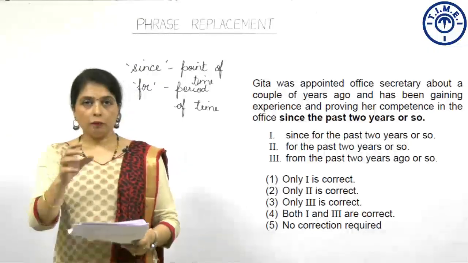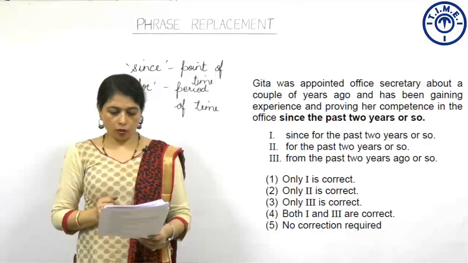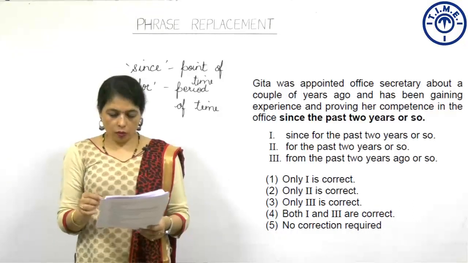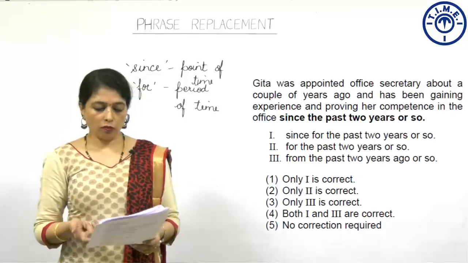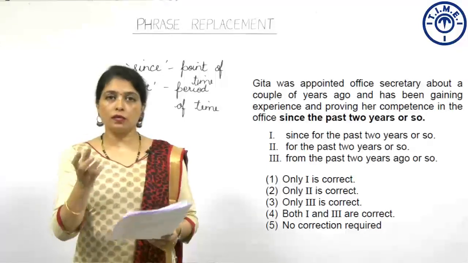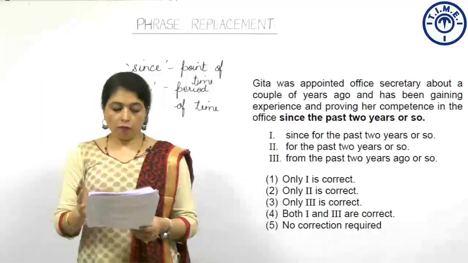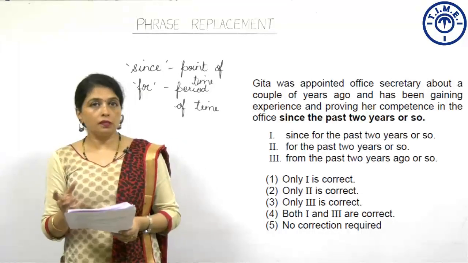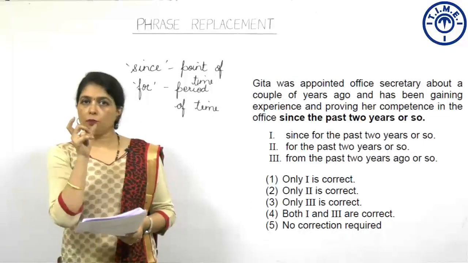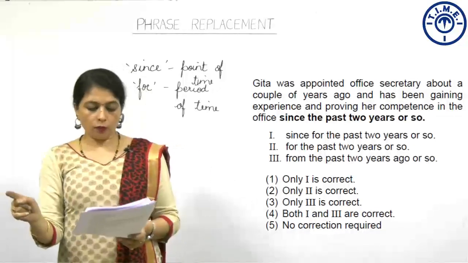Now, keeping this concept in mind, let us look at this question once more. Geeta was appointed office secretary about a couple of years ago and has been gaining experience and proving her competence in the office. Well, "since for the past 2 years or so," as is given in part 1, is absolutely irrelevant and incorrect. "For the past 2 years or so" is the right one, because, as I already explained to you, "for" denotes a period of time, and 2 years is a period and not a point in time. So we can go ahead with 2.